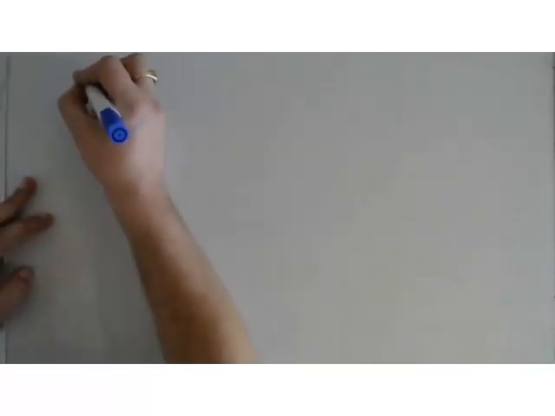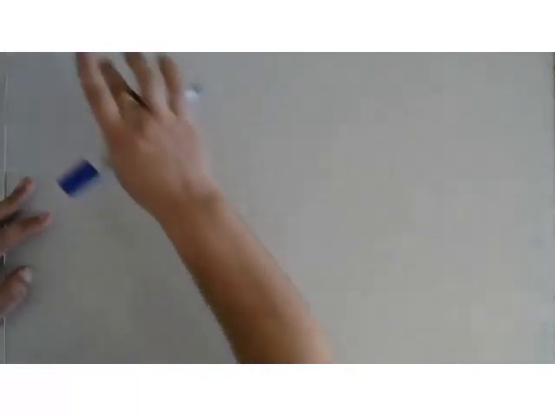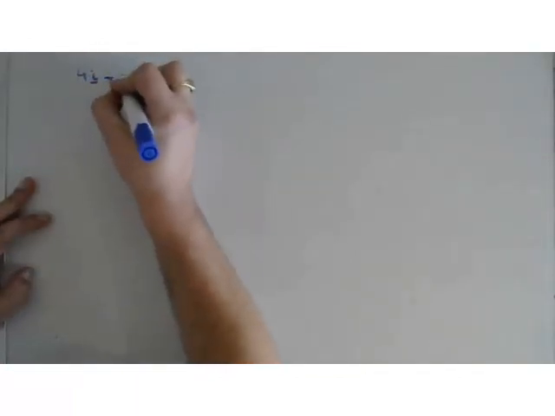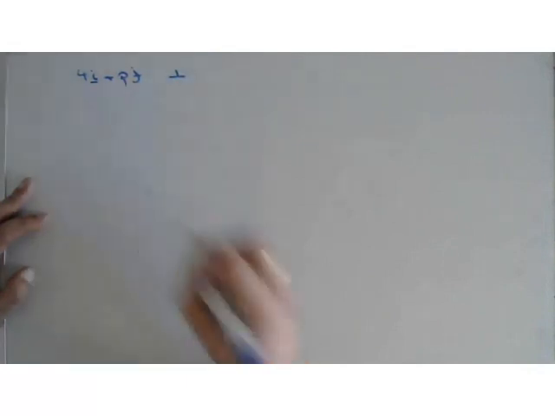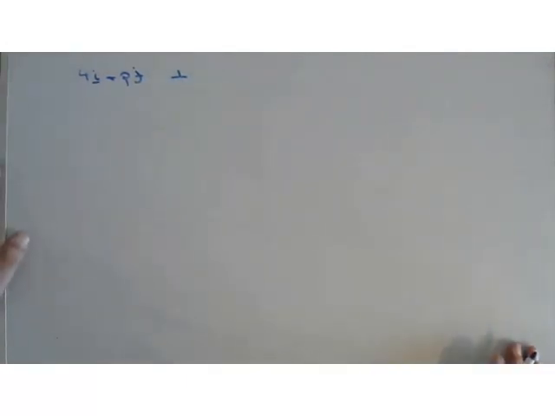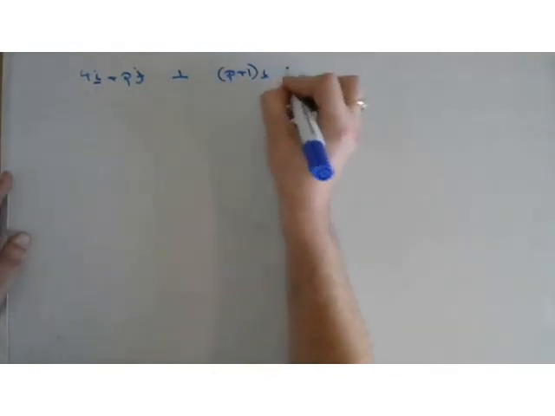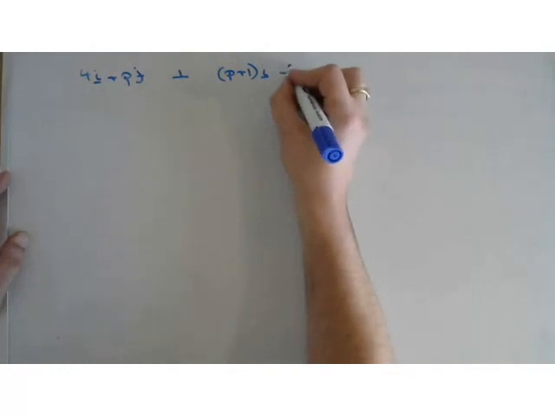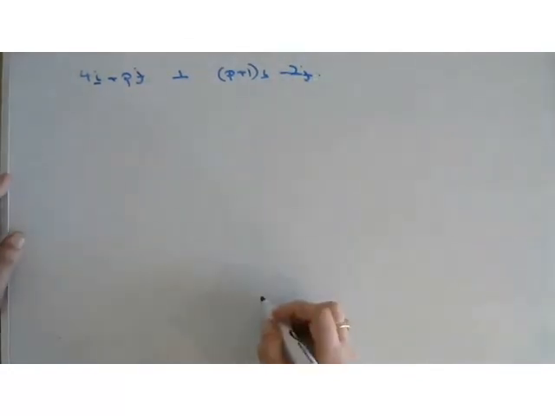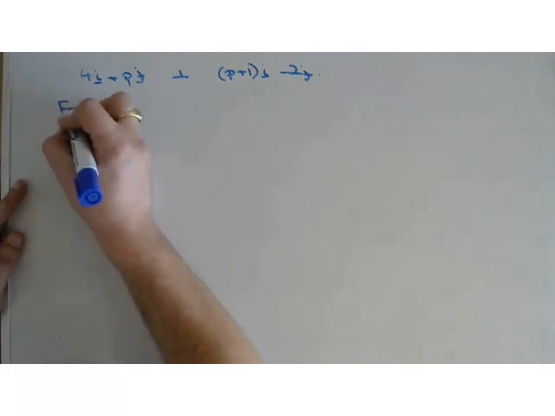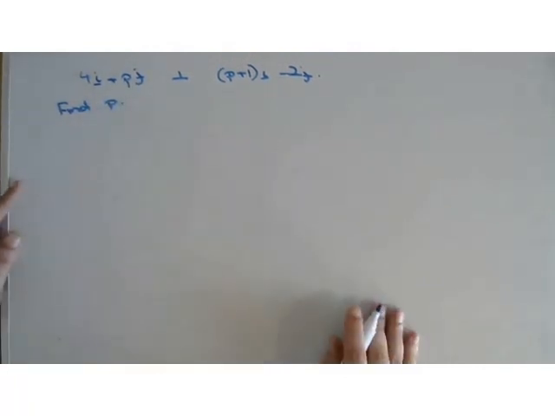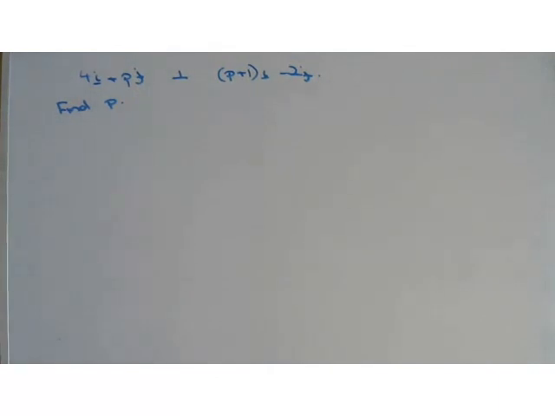Okay, so number 17, it says if 4i plus pj is perpendicular to p plus 1 i minus 2j, find the value of p. Find p. Okay, so the very last thing I said to you in the last class was this.